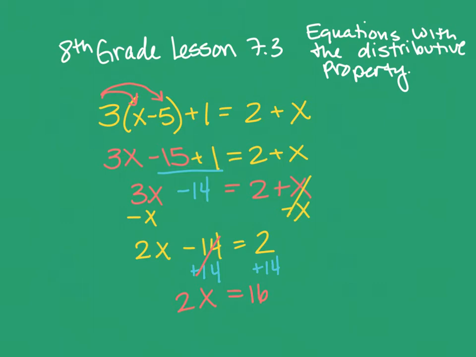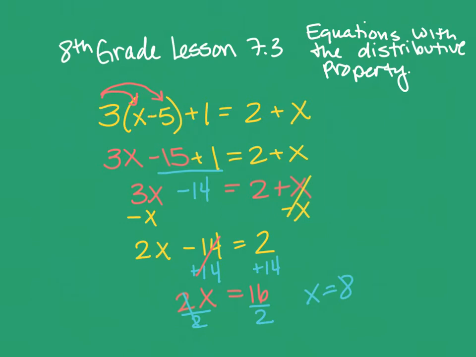And finally, my last inverse operation to isolate the variable. X is being multiplied by 2. The inverse of multiply by 2 is divide by 2. It cancels out. And 16 divided by 2 is 8. X equals 8. So a lot of this stuff from about here down is the stuff you did in lesson 7.1. From starting up here is the stuff that you have done for a while, the last couple of years.